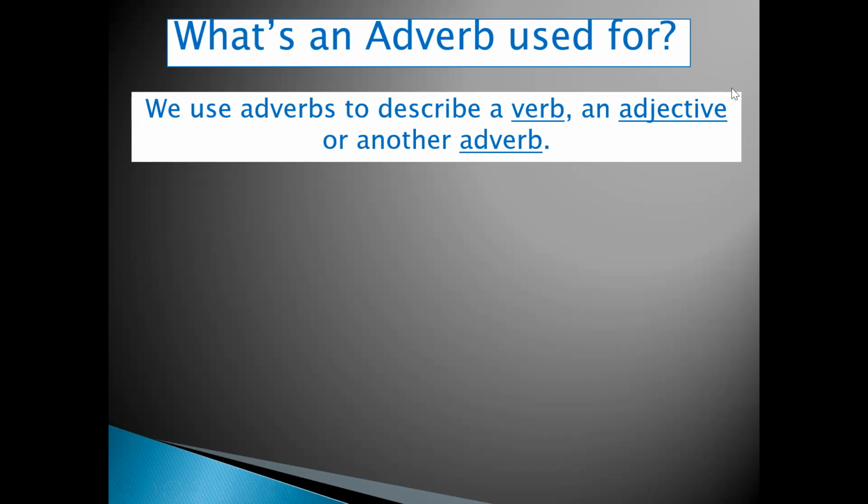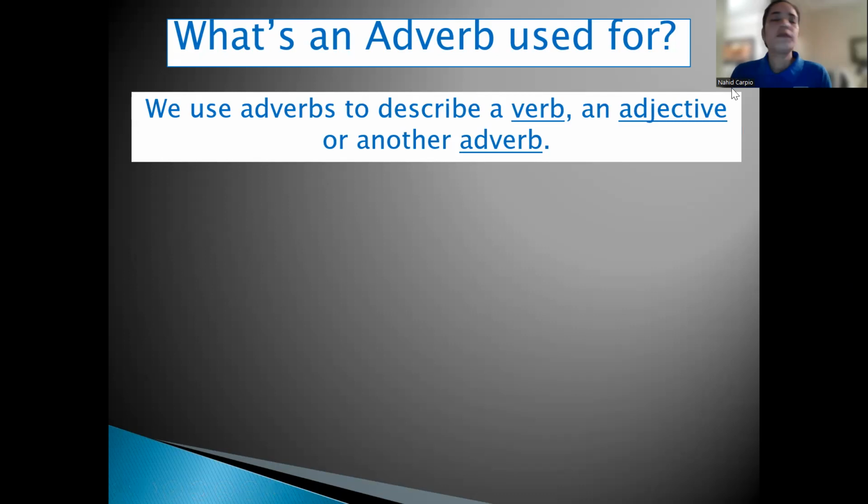For example, what is a verb? A verb is an action. For example, an action like eat, it's a verb. You describe this action. An adjective, for example, tall, you describe this adjective. You use this word, adverbs. Okay, look at examples.